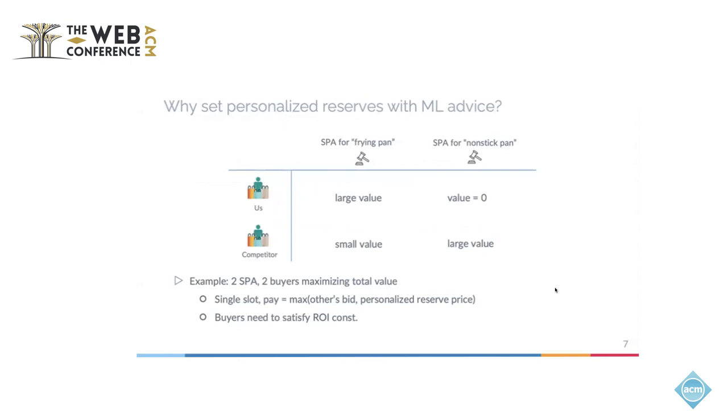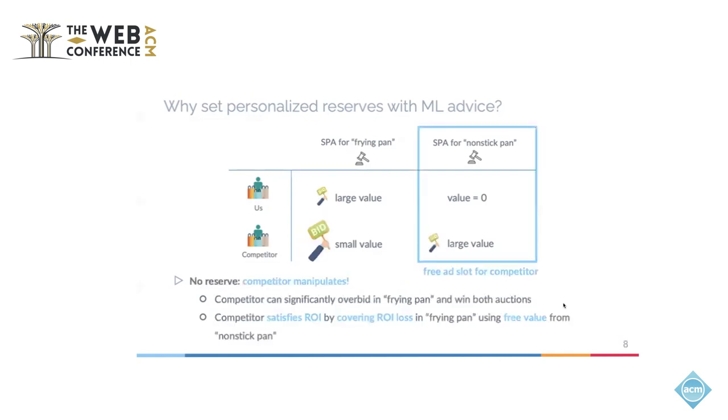Our competitor doesn't really care about the frying pan, although he or she has some small value, but cares a lot about the nonstick pan. So in this particular case, if there are no reserve prices, the competitor can outbid us in the frying pan auction, the auction on the left, and basically exceed their values as well. They can overbid because they can earn some large value just by bidding a super small amount in the nonstick pan auction, since they have no competition.